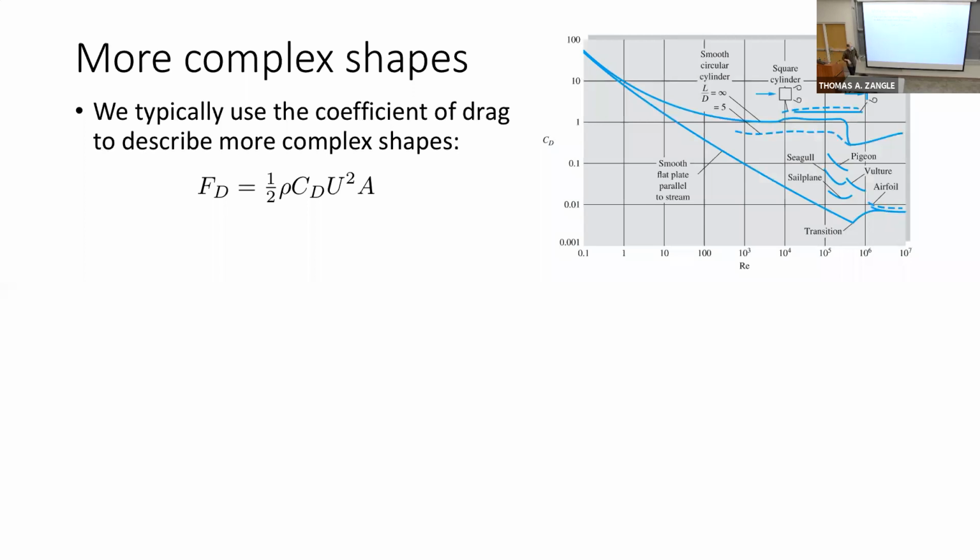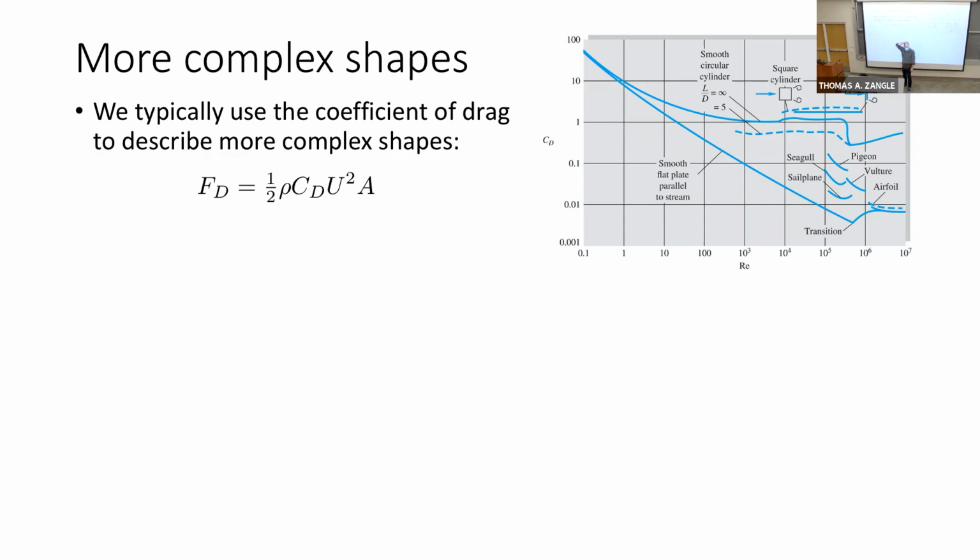So we're going to talk more about complex shapes. We're talking about more complex shapes to get into the effect of weight. But even for something like a teardrop shape with almost no weight, there's still much more complex interactions going on around that shape than for the flat plate.